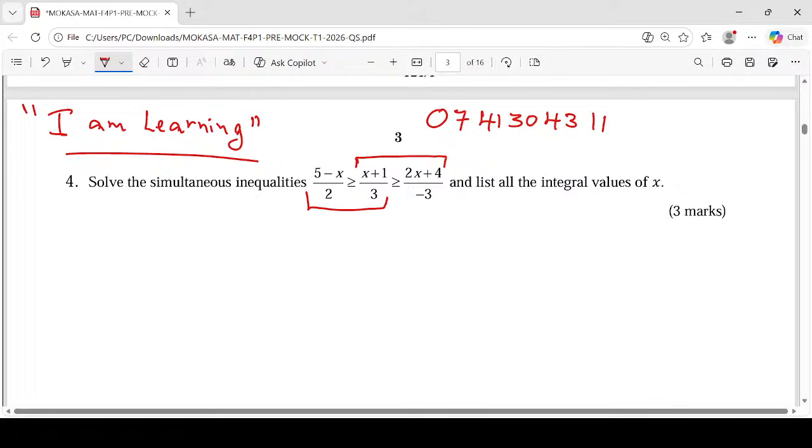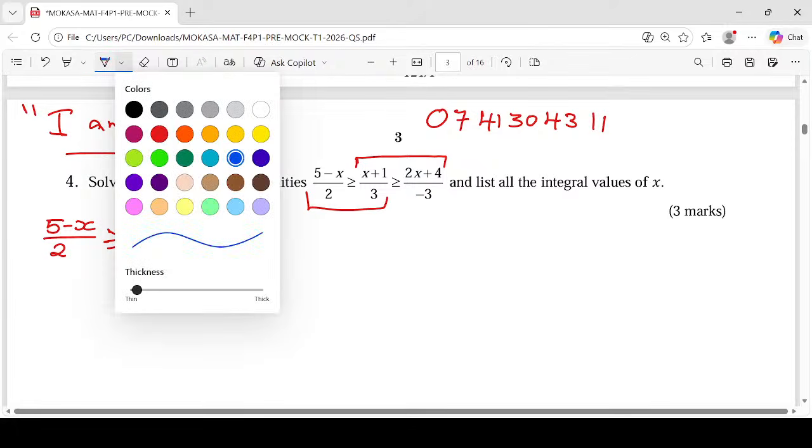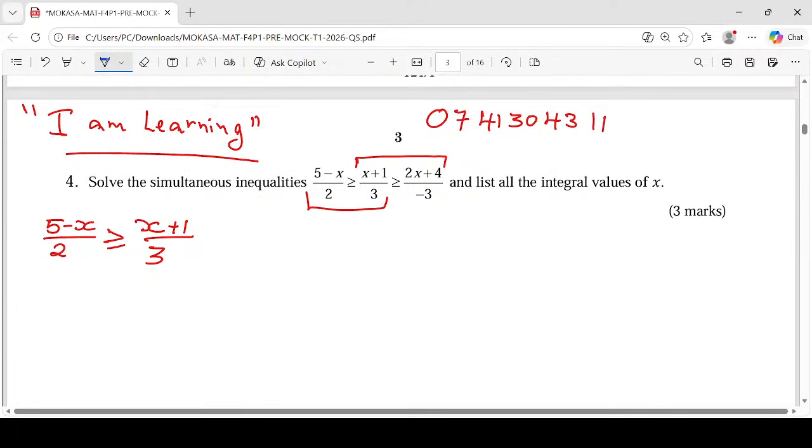Taking the first set, we have (5 minus x)/2 being less than or equal to (x plus 1)/3. Step number 1, we are going to remove the denominators by multiplying by the LCM. The LCM of 2 and 3 is 6, so I'll multiply this side by 6, and also the other side by 6. So 2 here once, 2 here 3; 3 here once, 3 here 2.